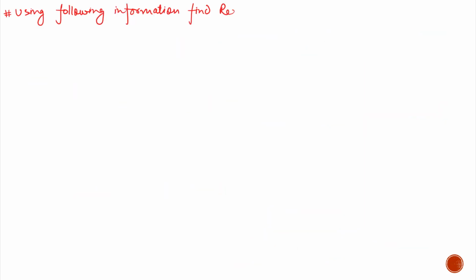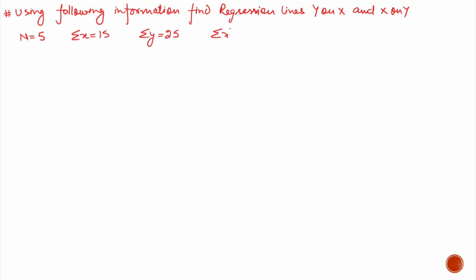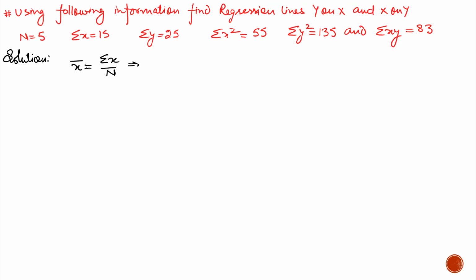Example first. Using the following information, find regression lines y on x and x on y. n is 5, summation of x is 15, summation of y is 25, summation of x square is 55, summation of y square is 135, and summation of xy equals 83. x bar is summation of x upon n, which equals 3, and y bar is summation of y upon n, which equals 5.